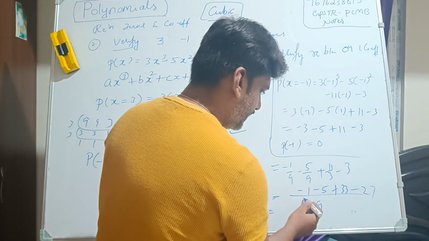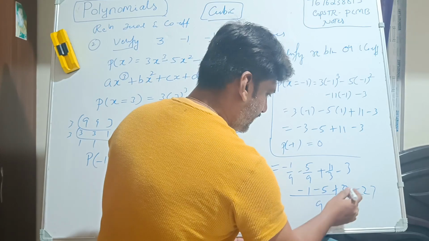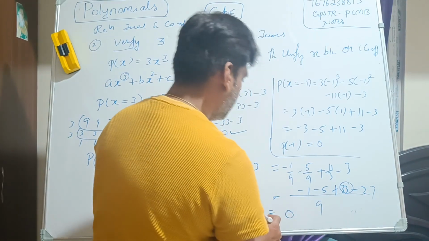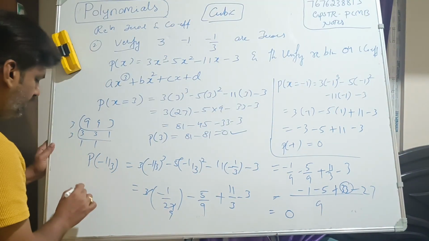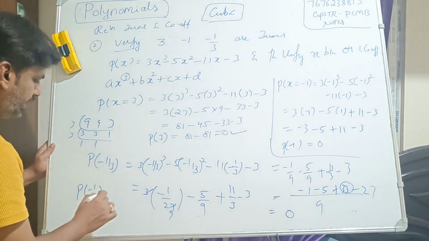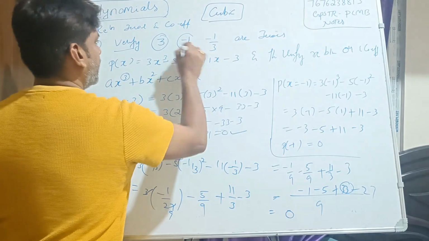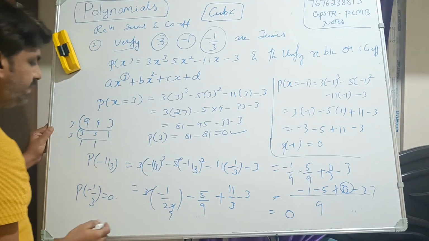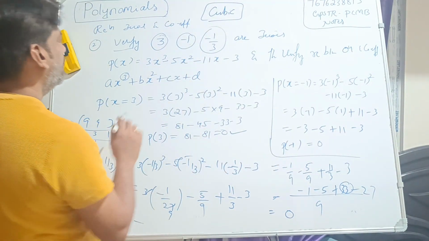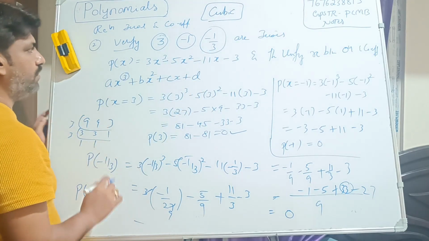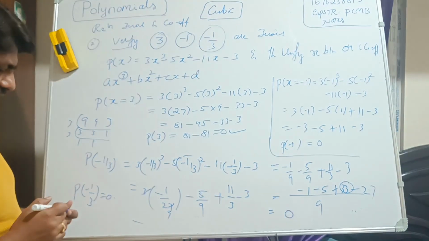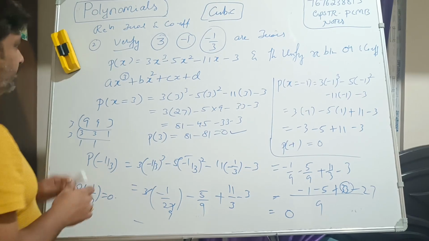So minus 6, 33 plus 33 minus 33, so it is 0, right? So when it is P of minus 1 by 3 also the value is 0, right? So when 3 you will get 0, when minus 1 you will get 0, when minus 1 by 3 also you will get 0. So it is verified that all are zeros of the cubic polynomial which is given, right? So that is the first step.